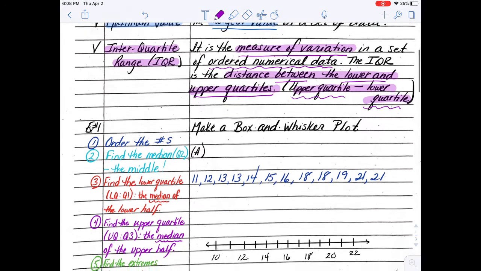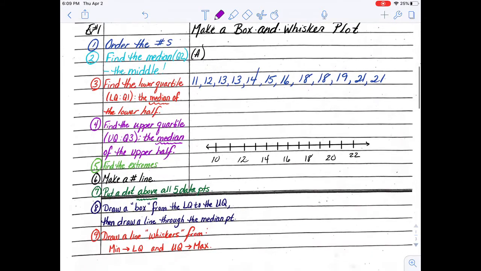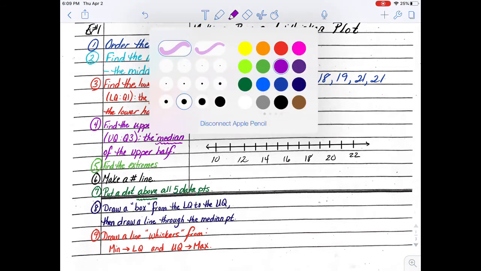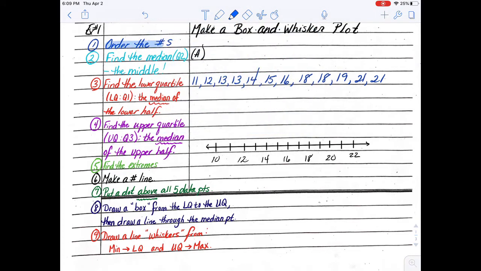So I want to go ahead and see about making a box and whisker plot. I wrote out all the steps for you. I even did step 1 already and put the numbers in order. That is definitely step 1. We have to put those numbers in order before we even start.